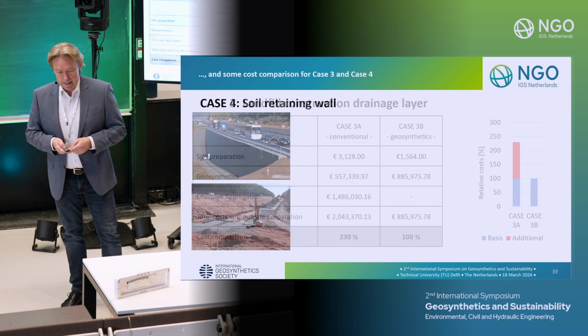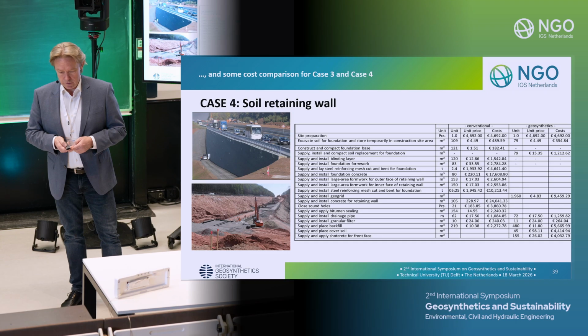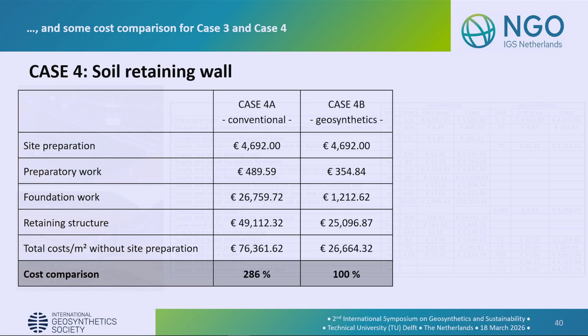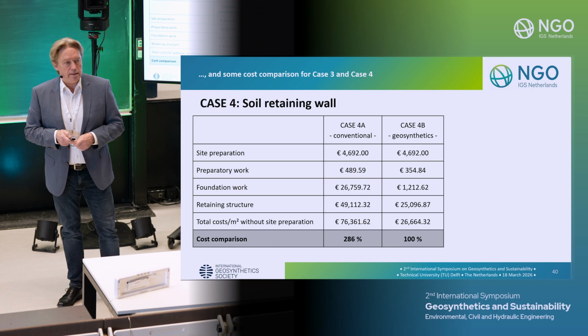I have another example, that's case 4, the soil retaining wall, with all the things that are evaluated. And here we have a similar result. So if you take the geosynthetic construction, we have costs of 100%. If you compare it with the classic construction, we have to add another 190% of costs.